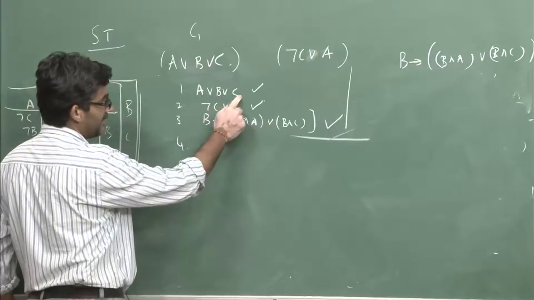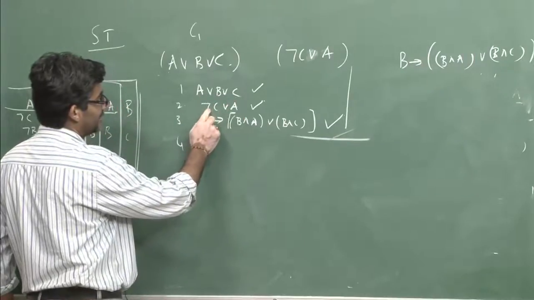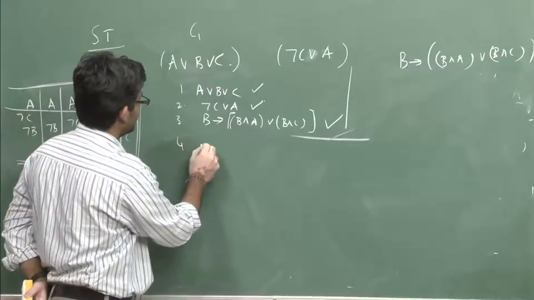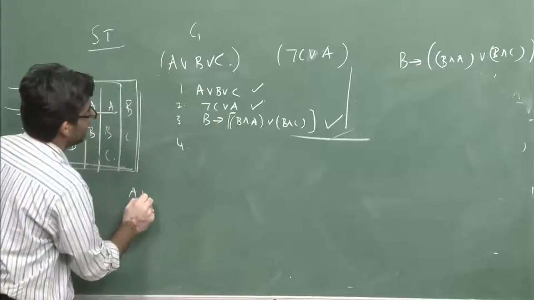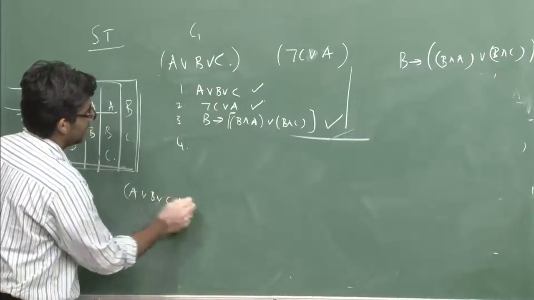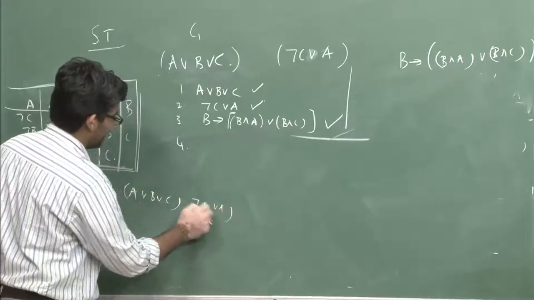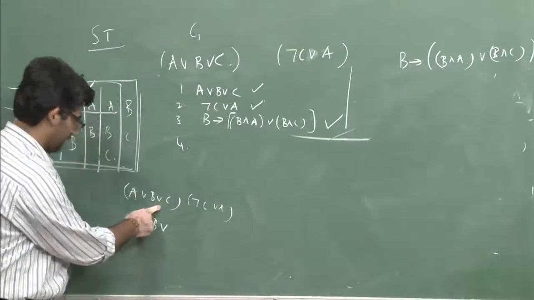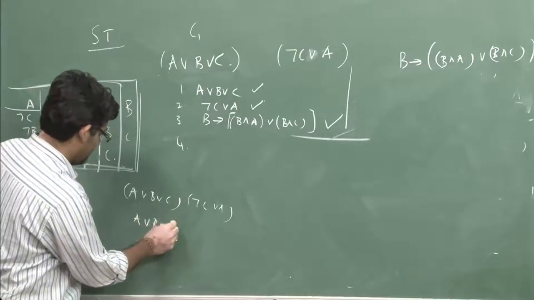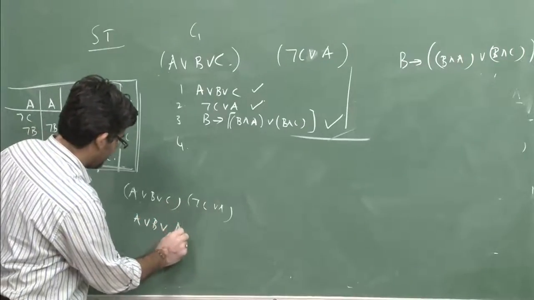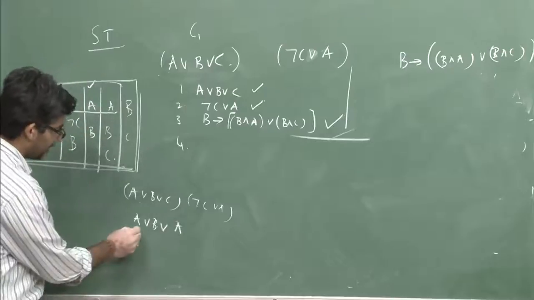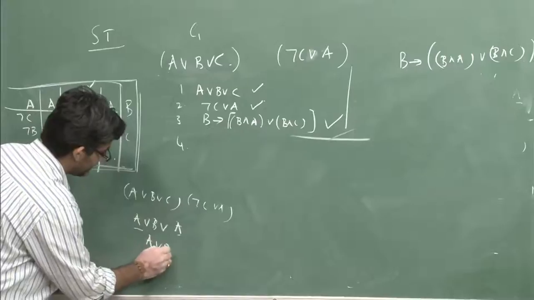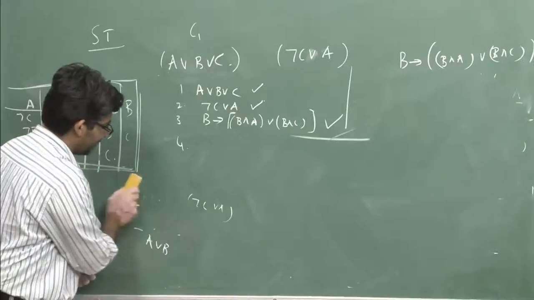So you have A or B or not C, and you have not C or A. So from these two things you will get A or B or C and not C or A. So from this you will get A or B or A. So in order to avoid redundancy you will write it only once. So this will be A or B, simply A or B.